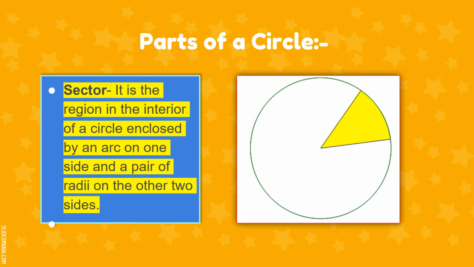Learn what is a sector. It is the region in the interior of the circle enclosed by an arc on one side and the pair of radii on the other two sides. So let's understand it better. That means inside the circle, this is my circumference of the circle, right? Can you see? And I have to now talk of the region which is inside of the circle. So clearly this is the center of the circle here. So let me just take the color and write here O, center of the circle. And I draw one radius here, which is OA, and the next radius is OB.